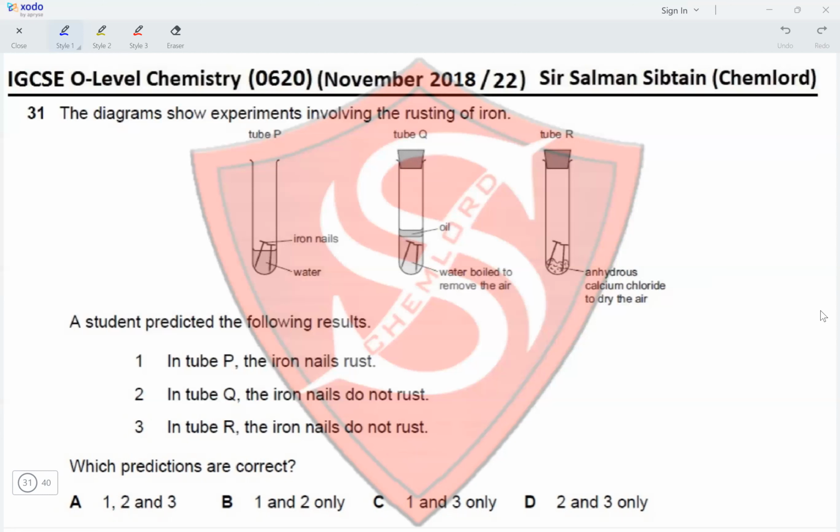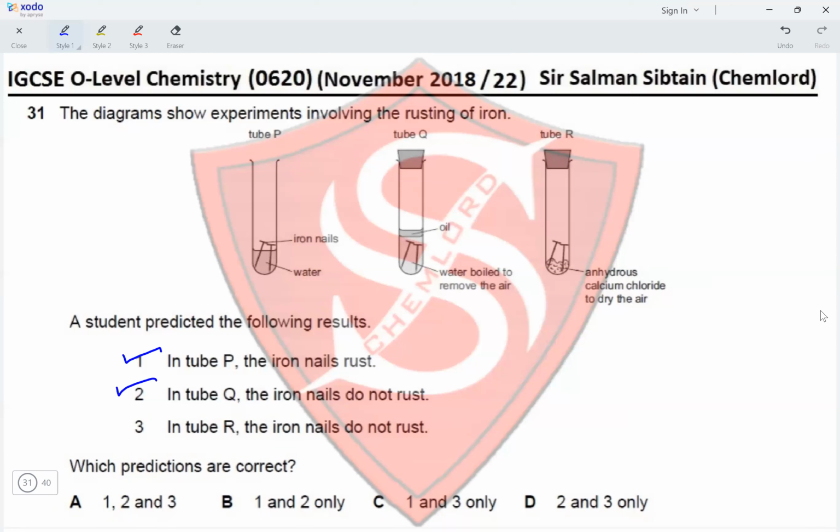In tube P, the iron nail rusts. Yes, because it is exposed to water, it will rust. In tube Q, the iron nail does not rust because the water had been boiled to remove air, so oxygen is not present, and oil is placed over water, so the air in the rest of the tube will not be exposed to the iron nail. So iron nails in this case will not rust.